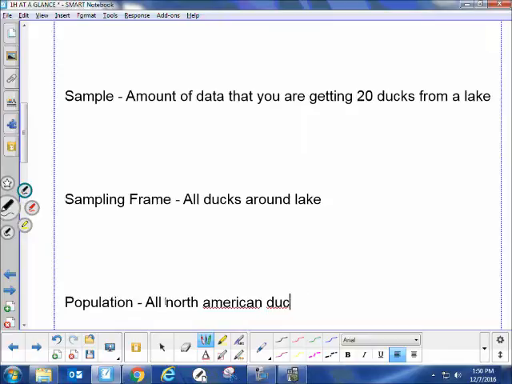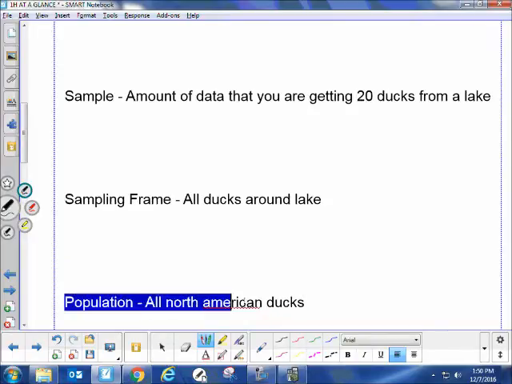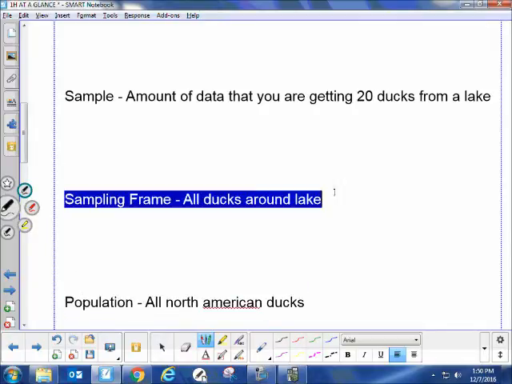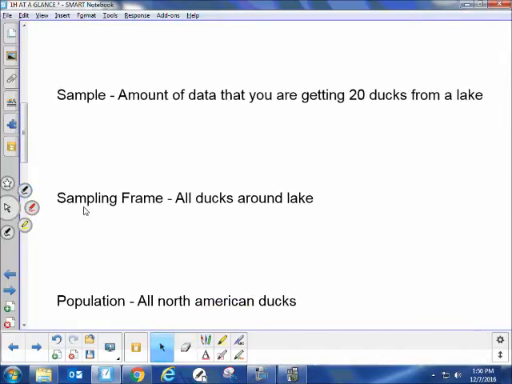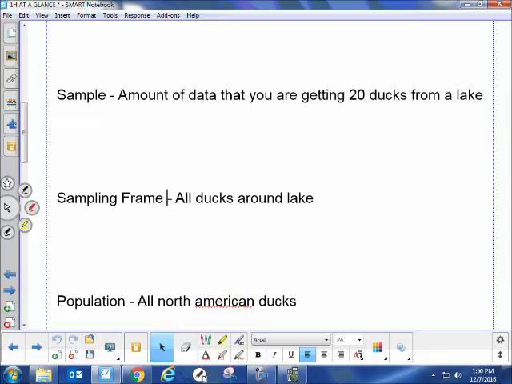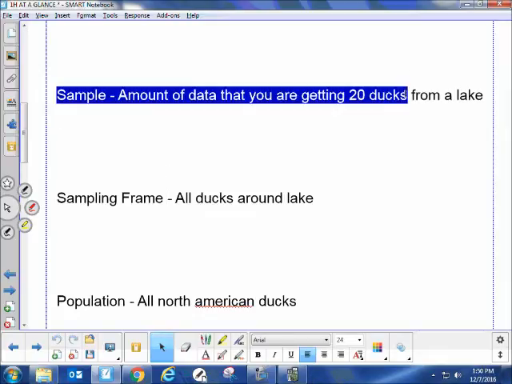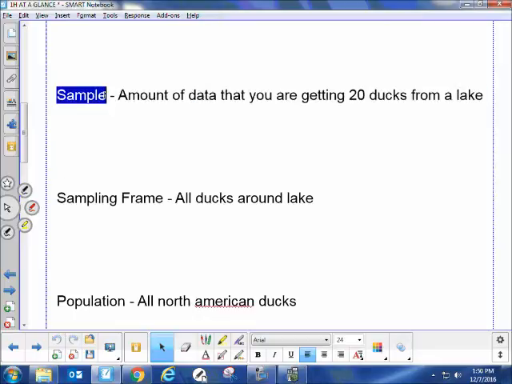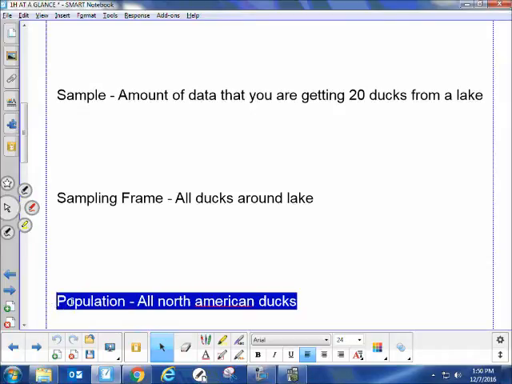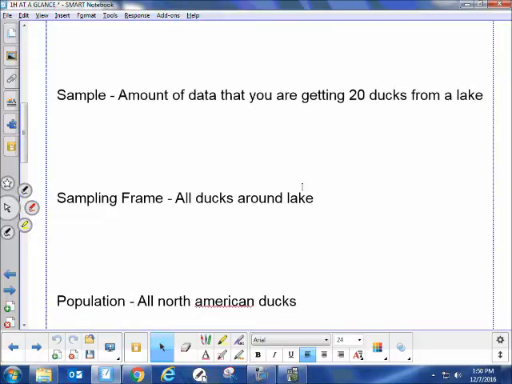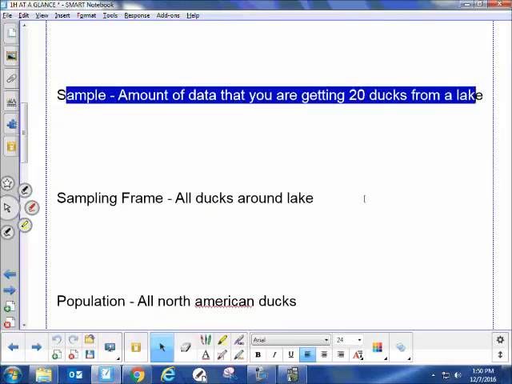So it's really important that we go from a population, which is like everybody that we're trying to figure out more of, to, well, I can't grab everybody from this population. So instead of looking at everybody, I'm going to just look at some people. The some people, or the some things that I get, are my sample, but that sample comes from a sampling frame. So in this case, with the population, we said maybe we're looking at the wingspan of all North American ducks. Well, I can't get all North American ducks, but I live near a lake, so I'm going to look at ducks around my lake, and my sample is 20 ducks.